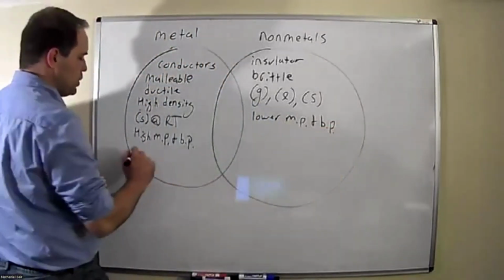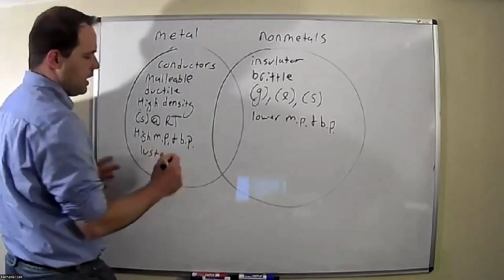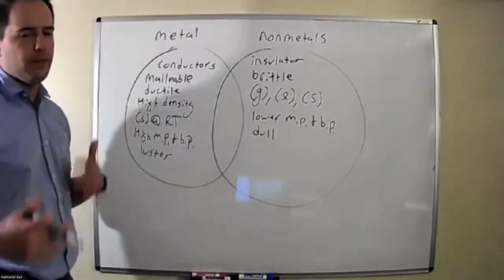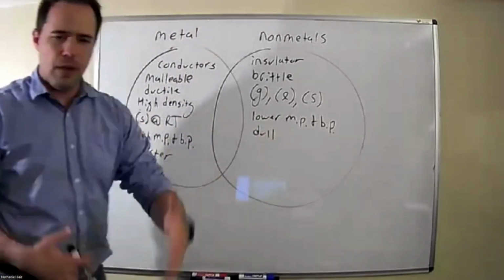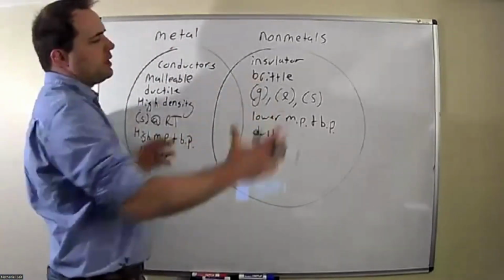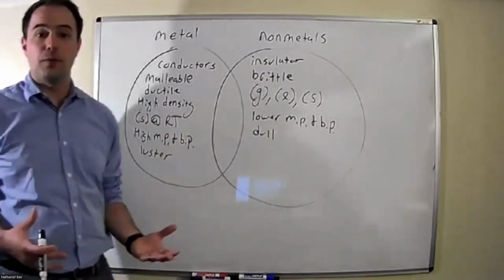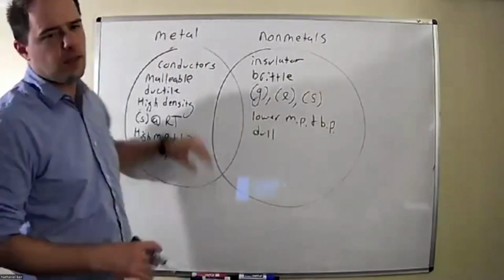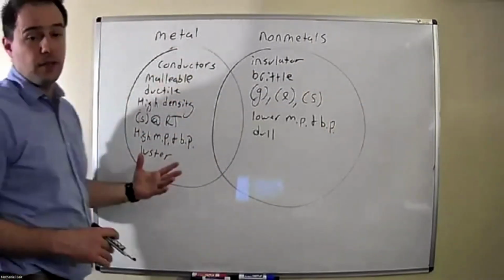I mean, metals tend to be shiny. We call that a luster. Non-metals tend to be dull. So these are all, I'm sure there are more if we kept thinking about it, but you can see how they tend to be vastly different from one another, right? Those elements above the staircase tend to be these things. Those metals below the staircase tend to be these things.